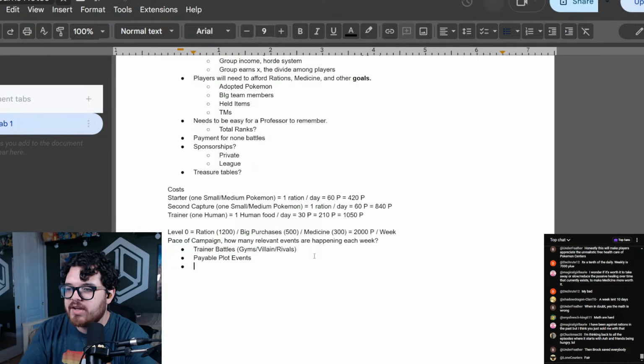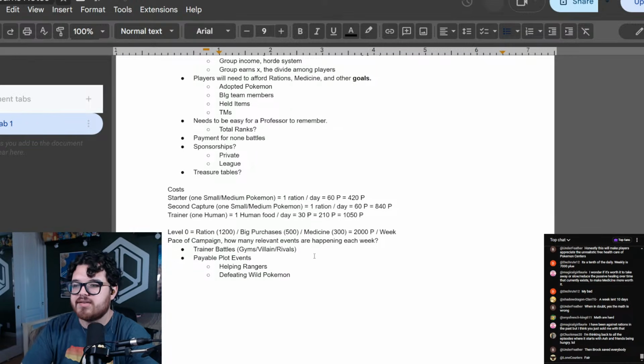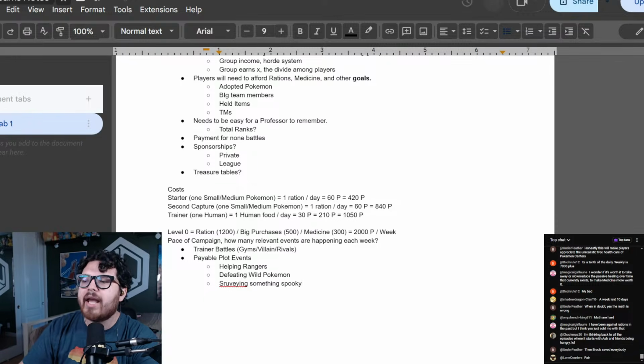Payable plot events. So this is like helping rangers. Defeating wild Pokemon. This is sort of that vibe, or like surveying something spooky. You know, like going out and doing a mission of some kind. Missions basically is the vibe.